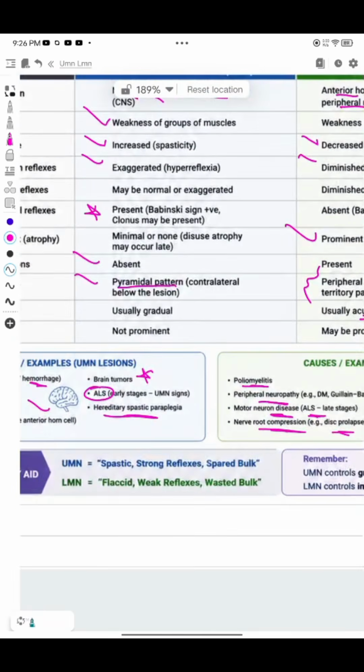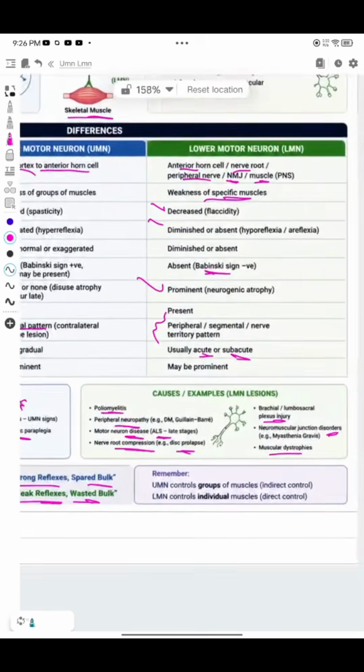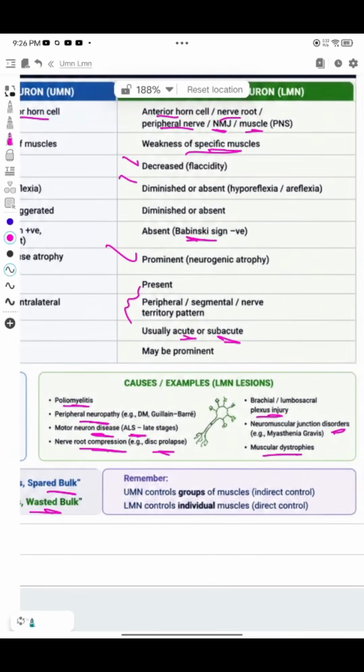So, in the upper motor neuron, there will be spasticity, strong reflexes, and spared bulk, while in lower motor neuron, there will be flaccidity, weak reflexes, and wasted bulk. And the key to remember is that the upper motor neuron controls groups of muscle. There would be indirect control, while lower motor neuron controls individual muscles. There would be direct control.